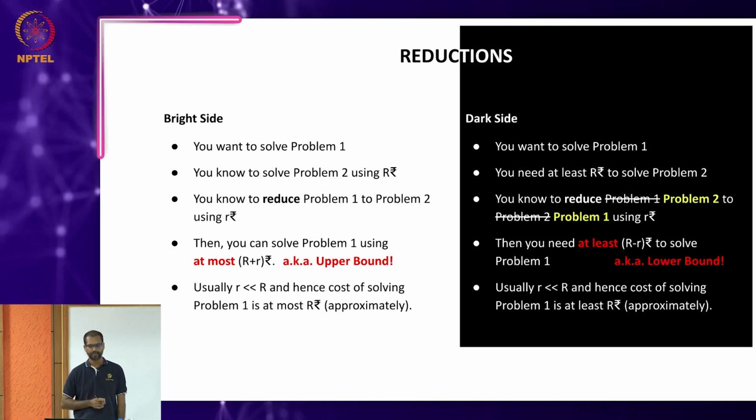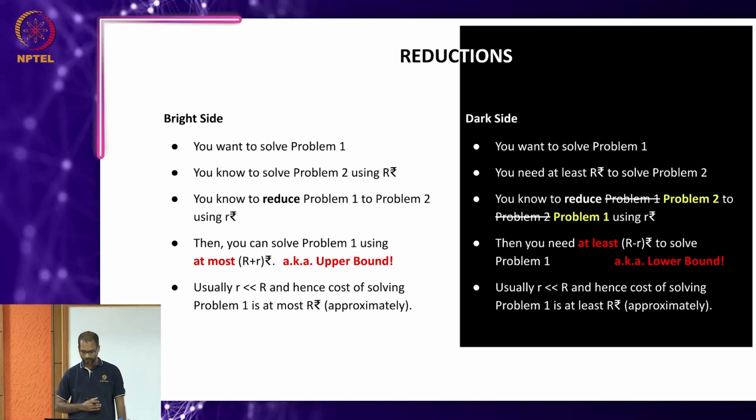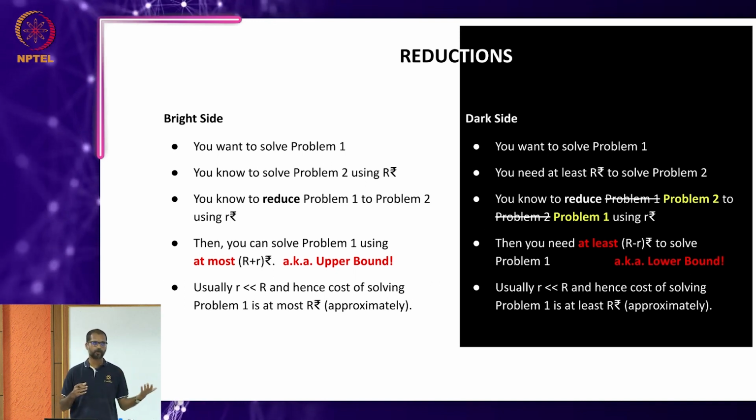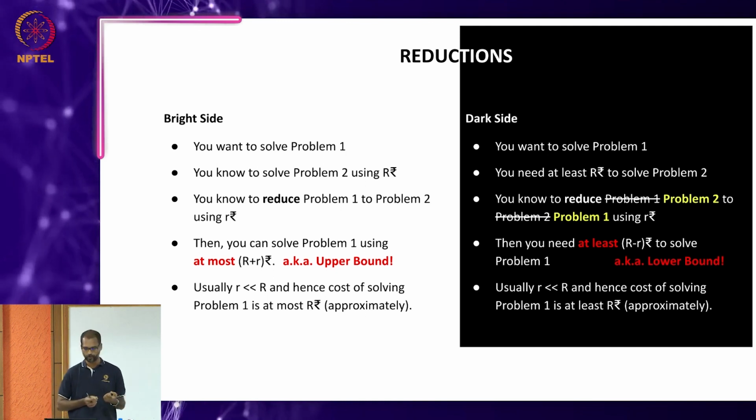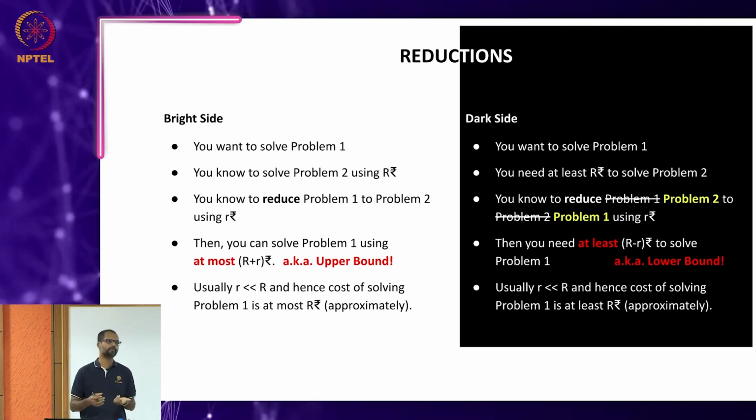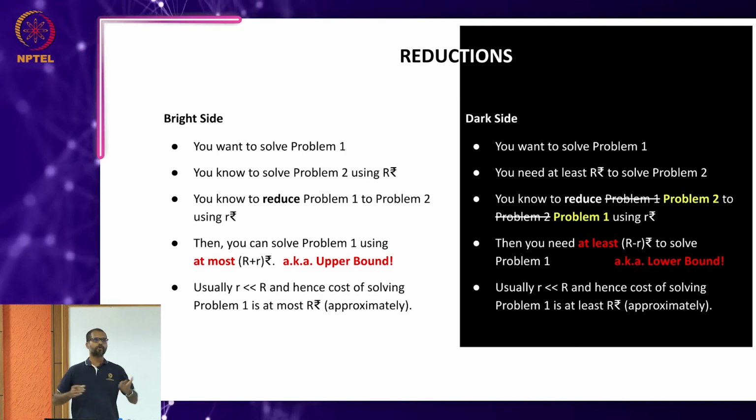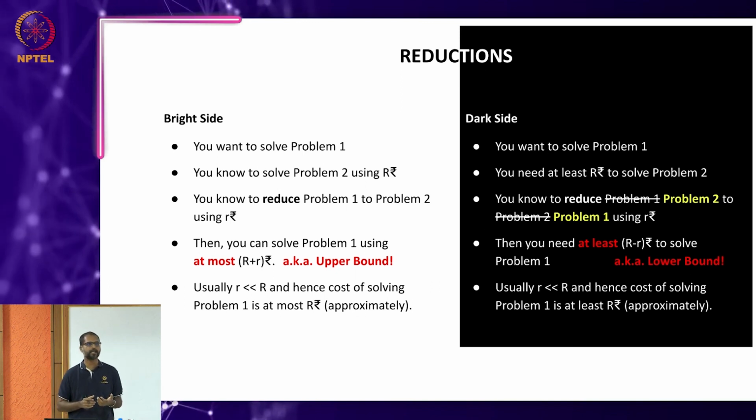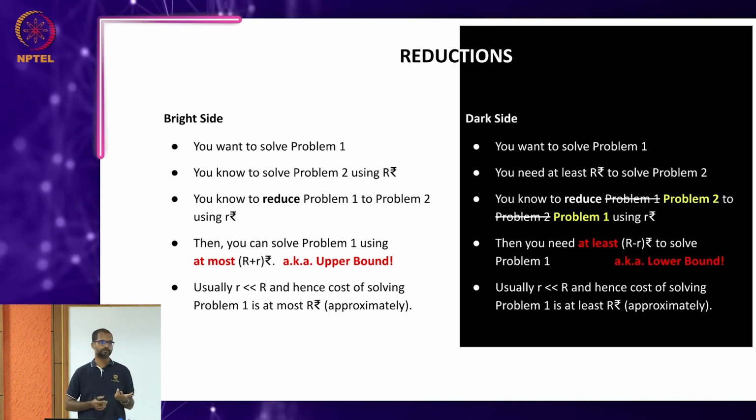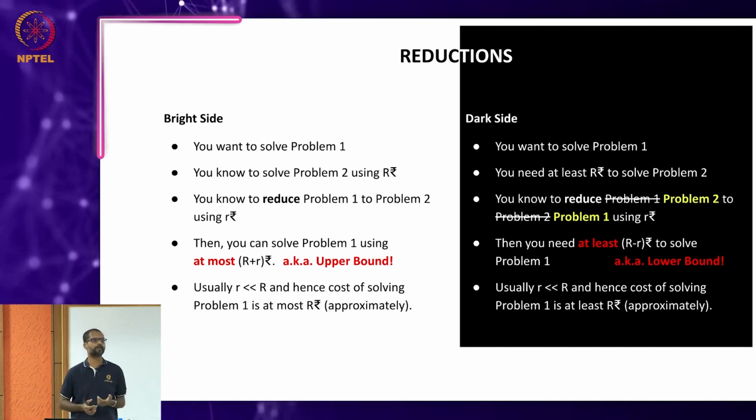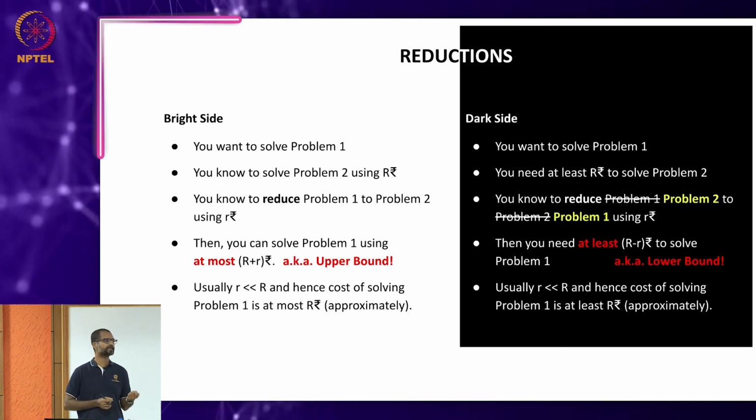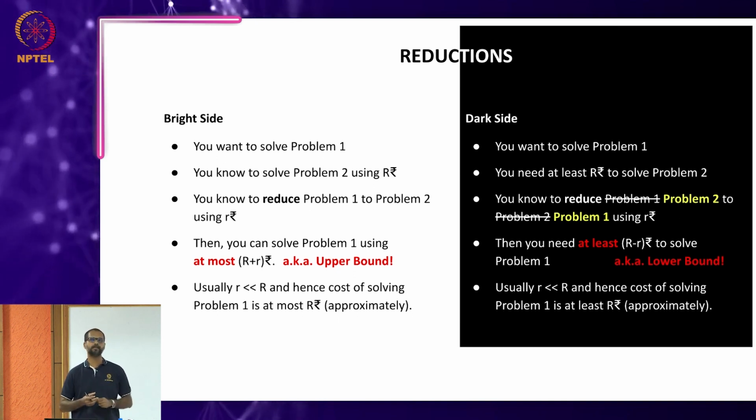First, let's think about the bright side. You want to solve problem 1, but you know how to solve problem 2 using some capital R rupees. That's what you know. You want to solve problem 1, you know already how to solve problem 2. So this is natural, right? You try to reduce problem 1 to problem 2. Maybe in this reduction you pay some cost, some little r rupees, but now you can solve your problem 1 using capital R plus small r amount of money. Straightforward, right? This is like, for example, you know how to sort and you want to find the median, or let's say you want to find the maximum. You can always do that, right? You do the sorting and you can reduce finding the maximum to taking the last entry in a sorted array.